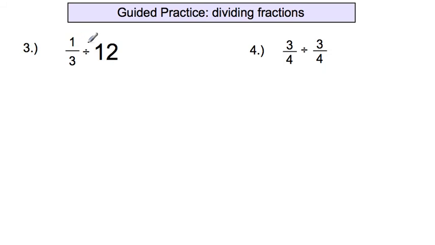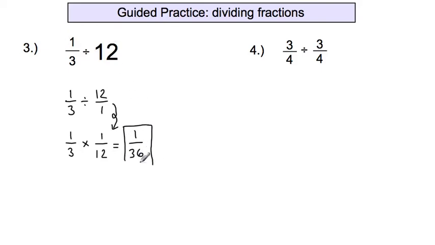All right, here we have 1/3 divided by 12, and rewriting the problem so we have fraction pieces. Instead of 12, we have 12/1. And now, second step, multiplying by the reciprocal of the divisor. So 12/1 becomes 1/12. And then 1 times 1 is 1, and 3 times 12 is 36. So 1/3 divided by 12 is 1/36. How do I know that's in its simplest form? The numerator is 1.